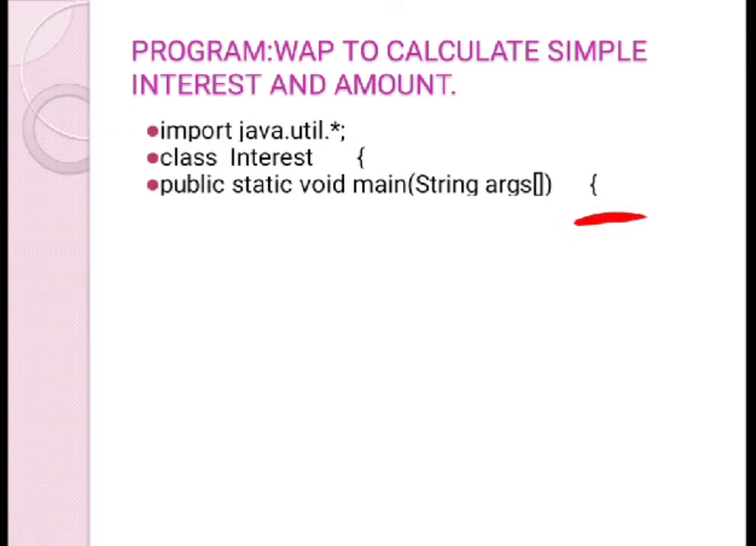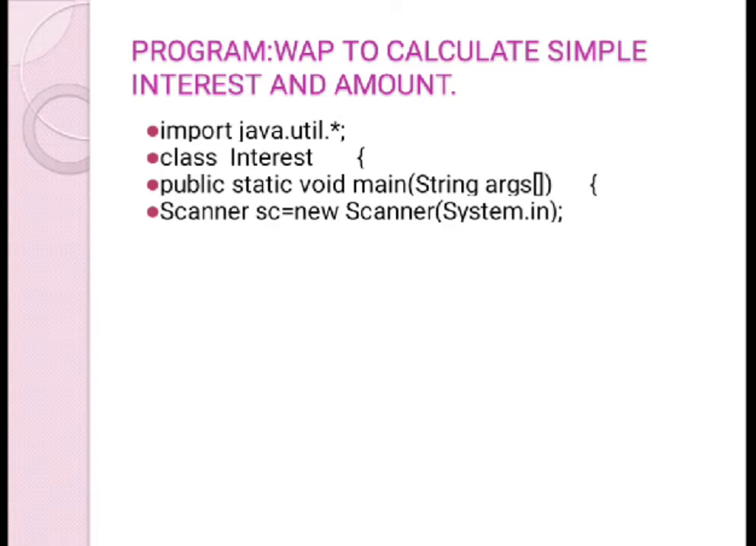Okay, now the main method you have to open: public static void main(String args[]), then the scope of the method. After that the Scanner class object. As I told you, Scanner is a class, sc is an object, and new is a keyword which helps to allocate the memory for sc, and then Scanner(System.in). System.in means it's connecting the keyboard to the program.